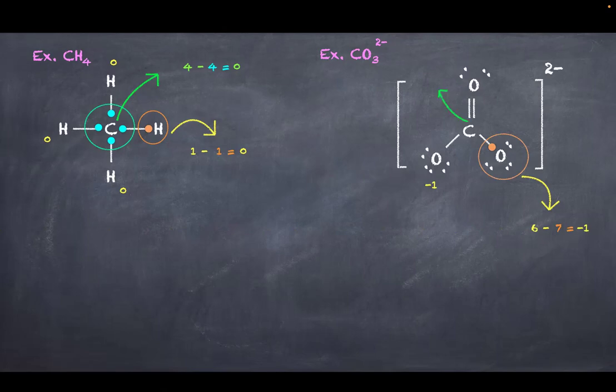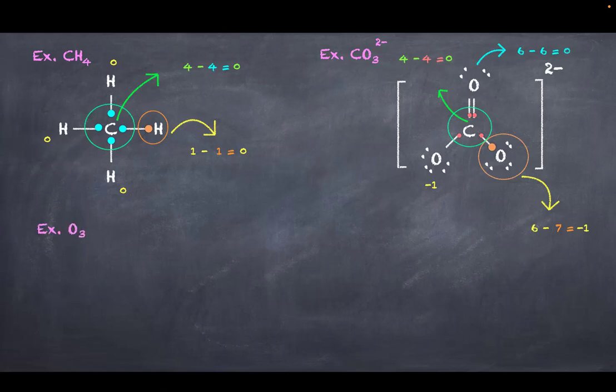But then carbon over here is in group 4, so 4 valence electrons minus, after bonding, it will also have 4 electrons on its side. So it will be 4 minus 4, which is 0. And then the top oxygen belongs to group 6, so 6 valence electrons, minus, after bonding, it has 6 electrons close to it as well. So the formal charge is 0.